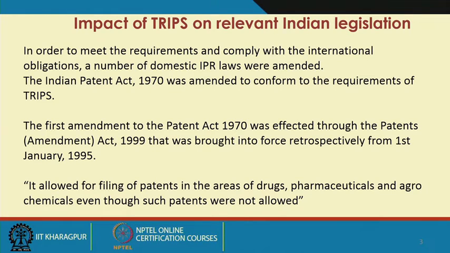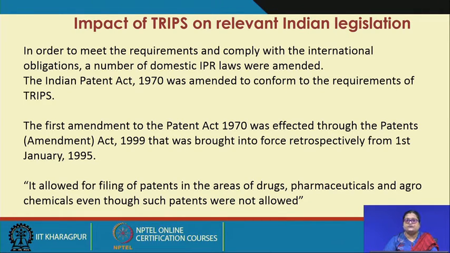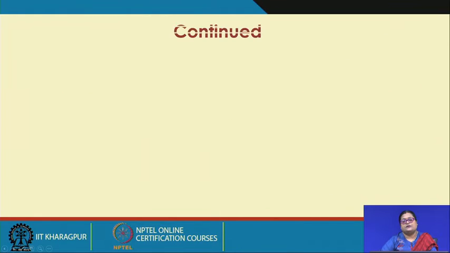It allowed for filing of patents in the areas of drugs, pharmaceuticals and agrochemicals, even though such patents were not allowed earlier. So, originally these patents were not allowed, but after the amendments these patents were allowed, in line with the TRIPS agreement.